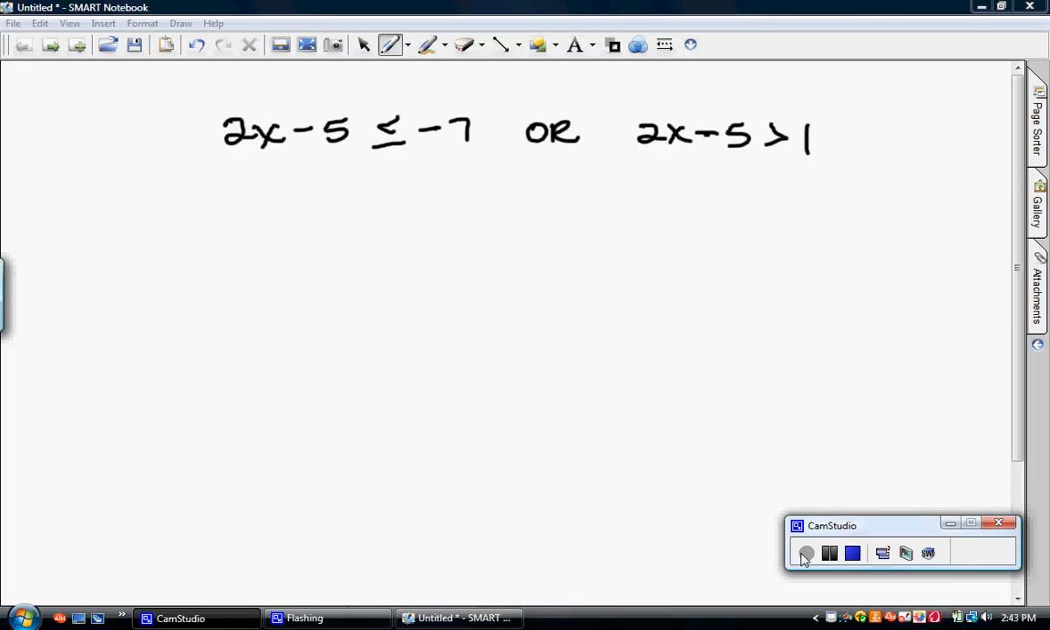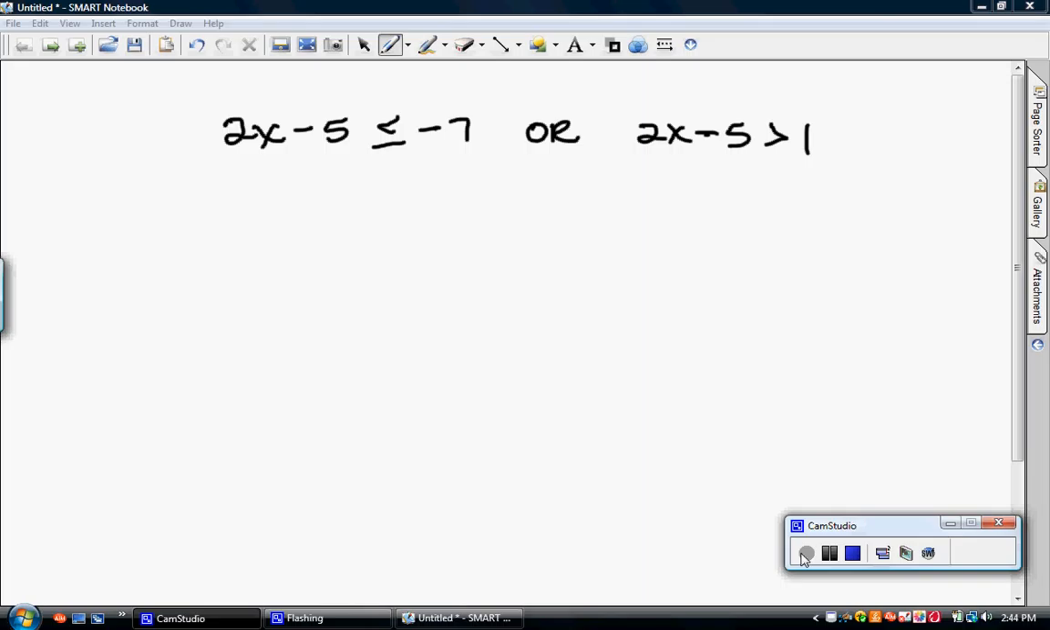Now, take a look at this problem. This is also a conjunction, but it actually has the word or in the problem. So it's going to be different from the last problem. The last problem was a continuous problem. This one is two separate problems. So you solve them separately, and you get two answers.